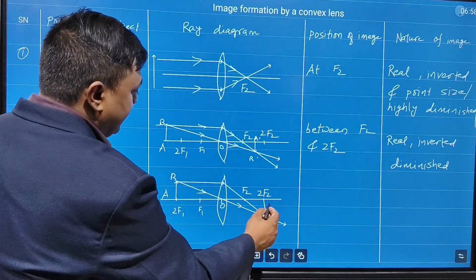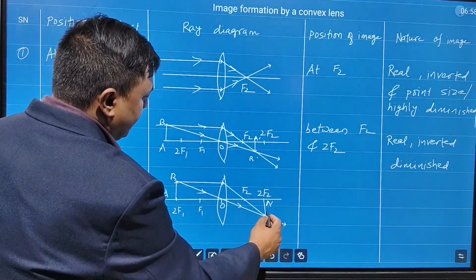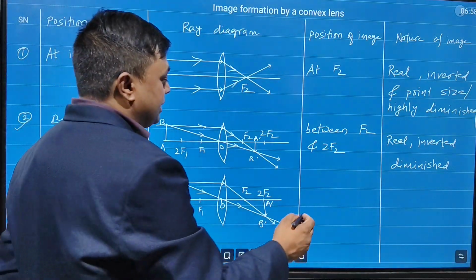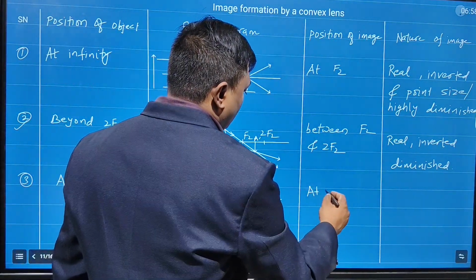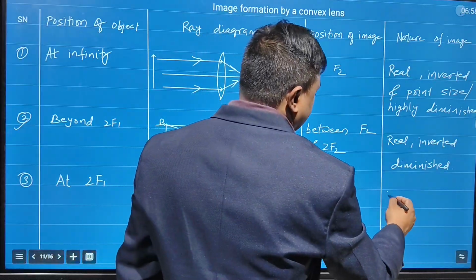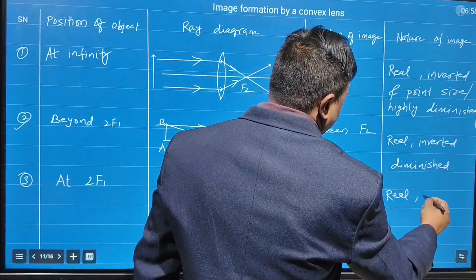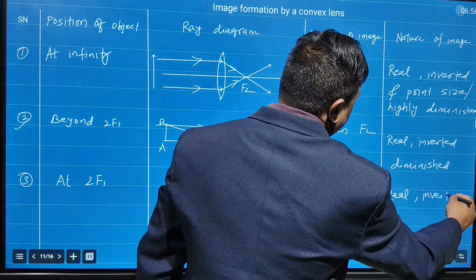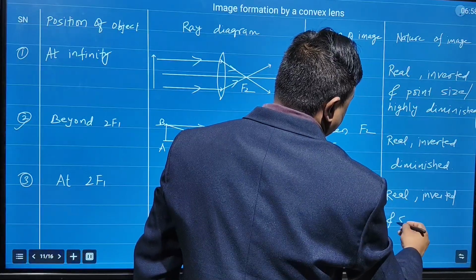For the object AB, the image is A dash B dash. So where is the position of the image? At 2f2 only. The nature is real, inverted, and same size. Real, inverted, and same size.